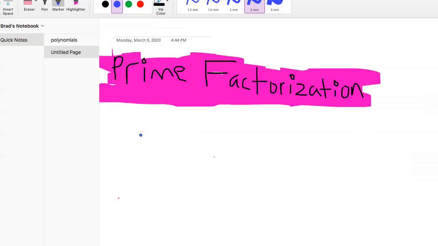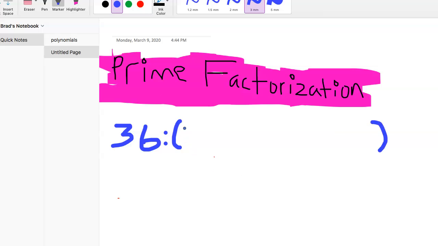Okay guys, today we're going to take a look at prime factorization. Okay, so let's go ahead and pick a number first. We're going to do 36. Okay, so at first we're going to do just the factoring, and then we'll look at how to do the prime factorization.